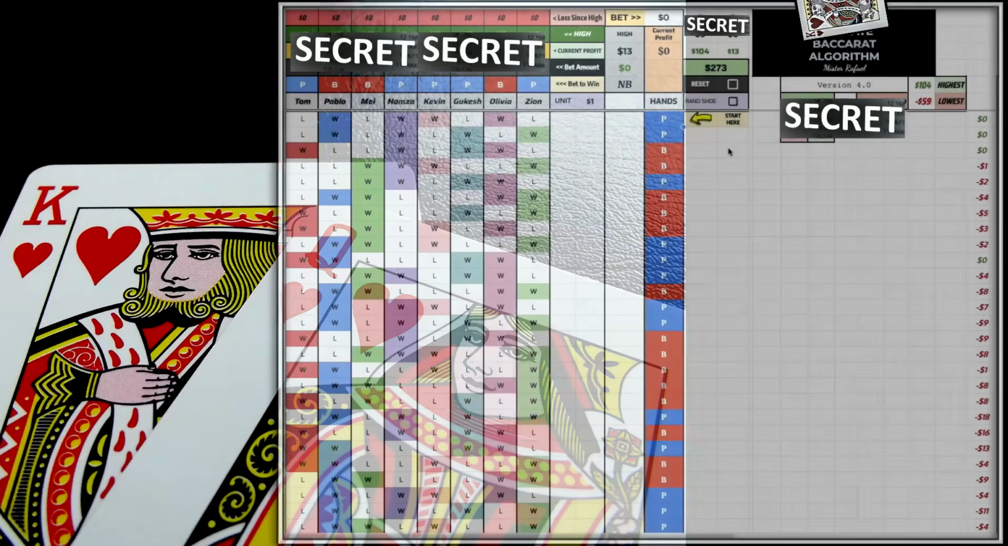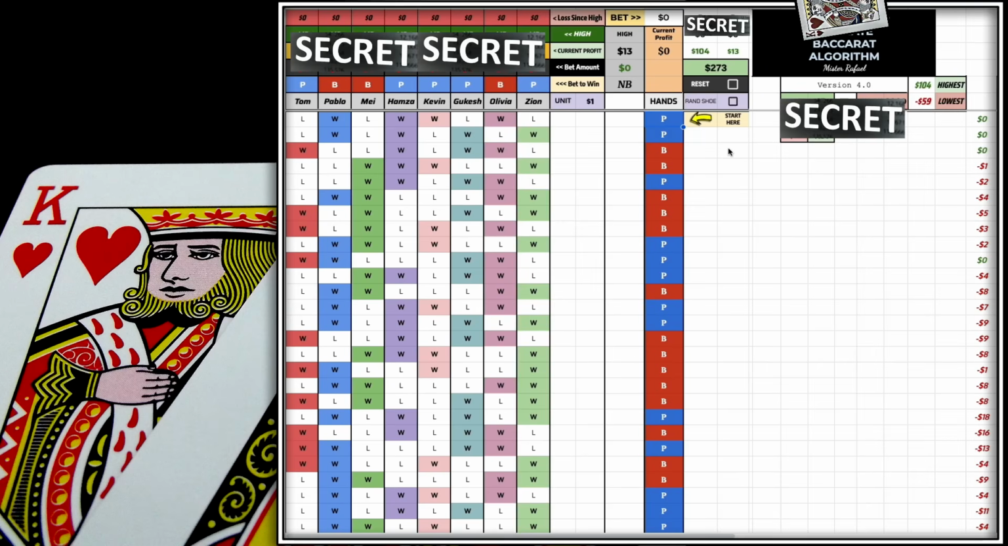The most insane algorithm I have come up with. I've tested this on 1,000 shoes, and I know 1,000 shoes when you're running computer simulations is not a lot, but for me and you, humans, it's a lot of shoes. And let me tell you, the numbers are mind-blowing. I've set the unit size to $1, aiming for a win goal of $100. All 1,000 shoes got to the $100 win goal.